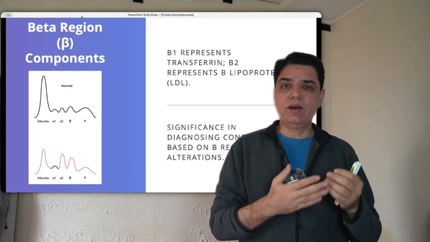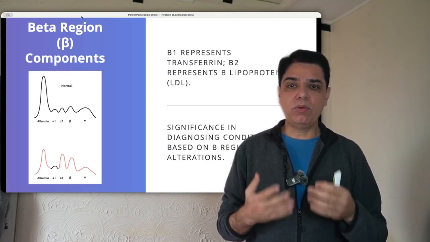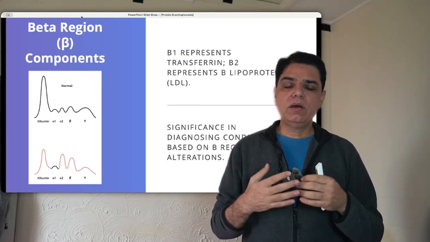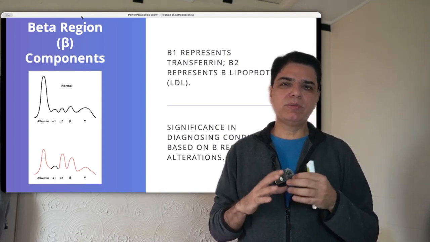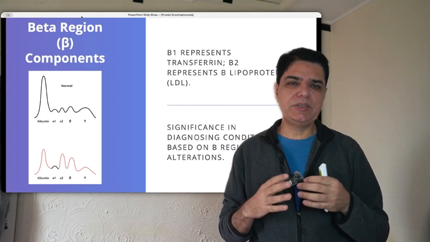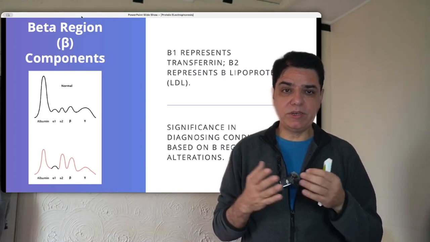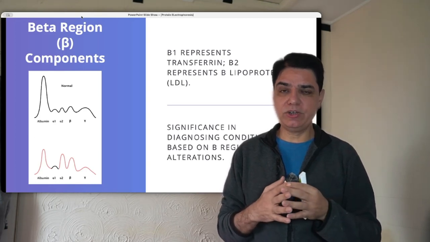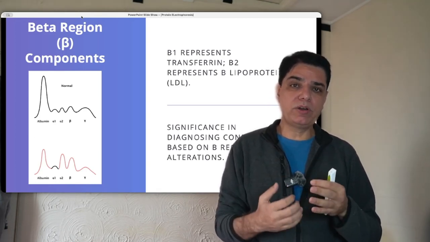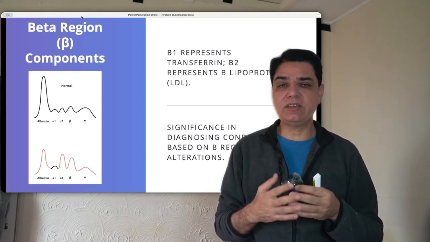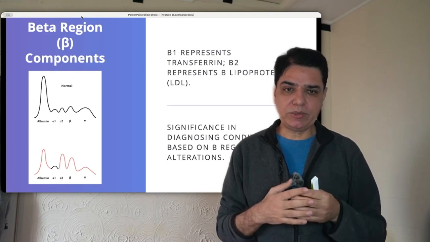Then coming to the third hump next to the alpha 1 and alpha 2, that is the beta region or the beta globulins. Now, beta globulins are further subdivided into beta 1 and beta 2, but usually on the protein electrophoresis, we just take it as the beta hump. Now, what are your beta globulins? Your beta 1 is actually transferrin, the transporter protein for iron, while the beta 2 component of the beta globulins is your beta lipoprotein, LDL beta lipoprotein.